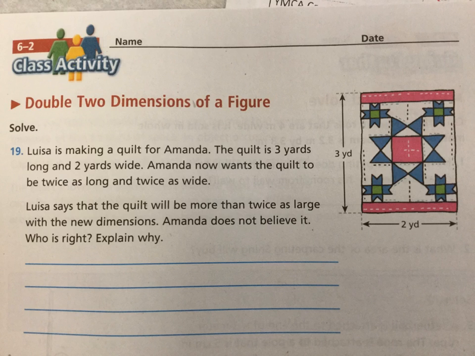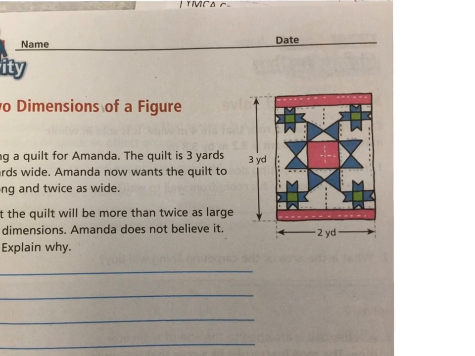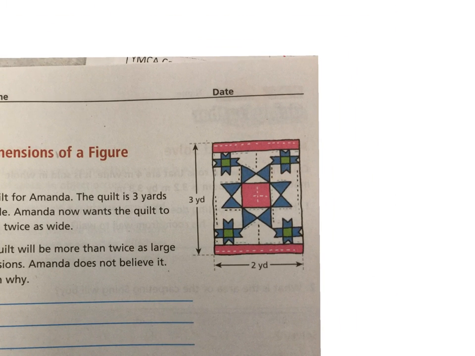Number 19. Louisa is making a quilt for Amanda. The quilt is 3 yards long and 2 yards wide. Amanda now wants the quilt to be twice as long and twice as wide. Well, what does that mean? That means this quilt, instead of being just 3, she wants the quilt to extend to be twice as long, so another 3 yards, making it total 6 yards, and twice as wide, another 2 yards here. Okay?